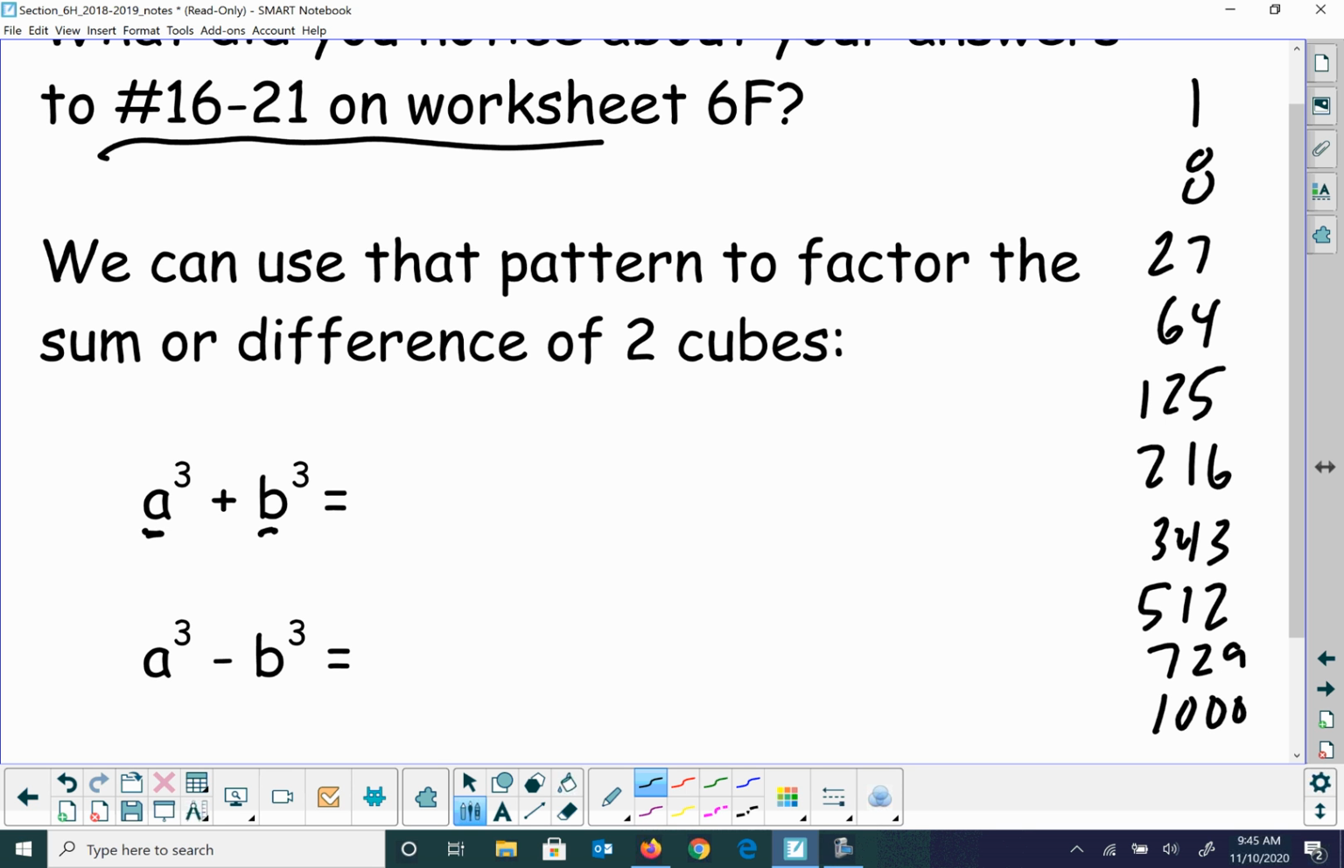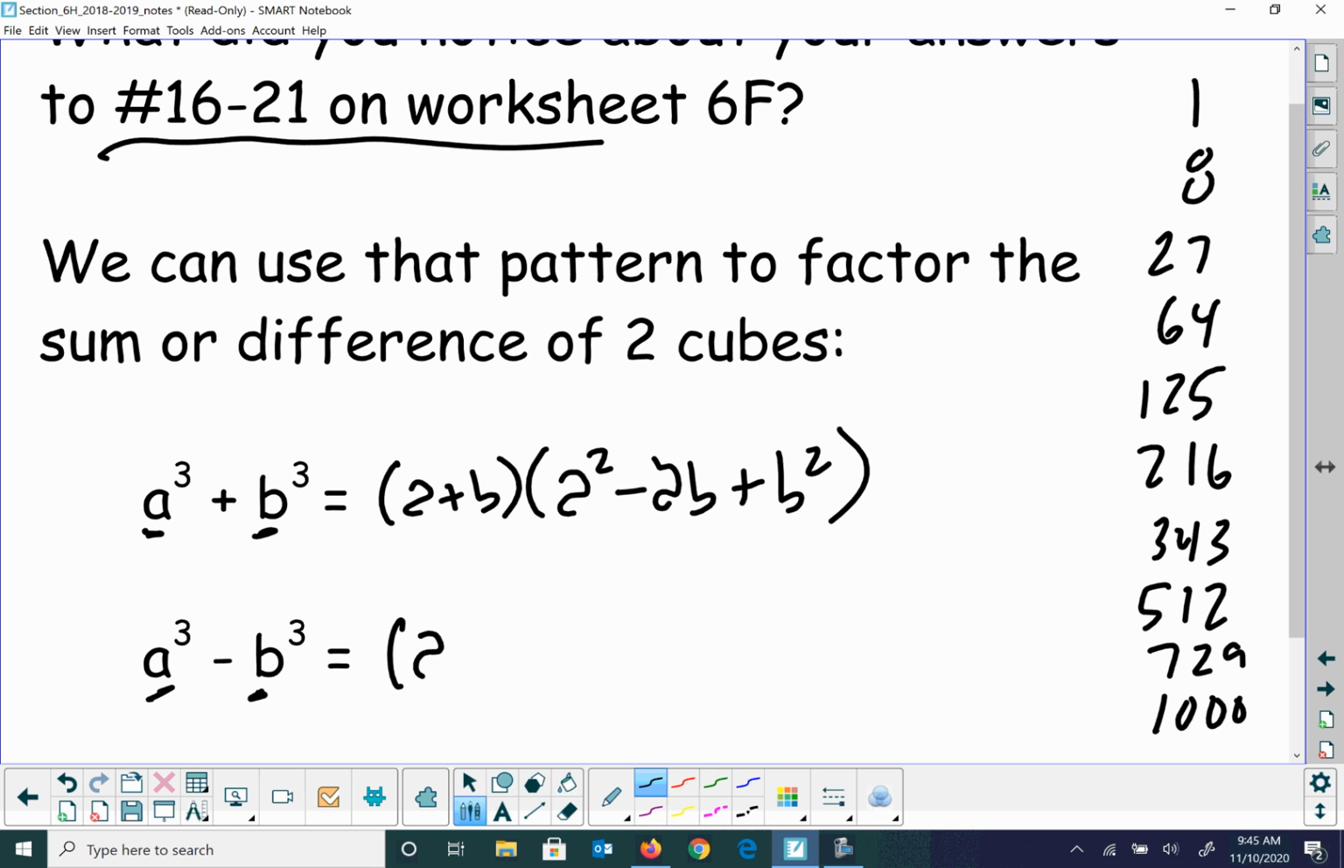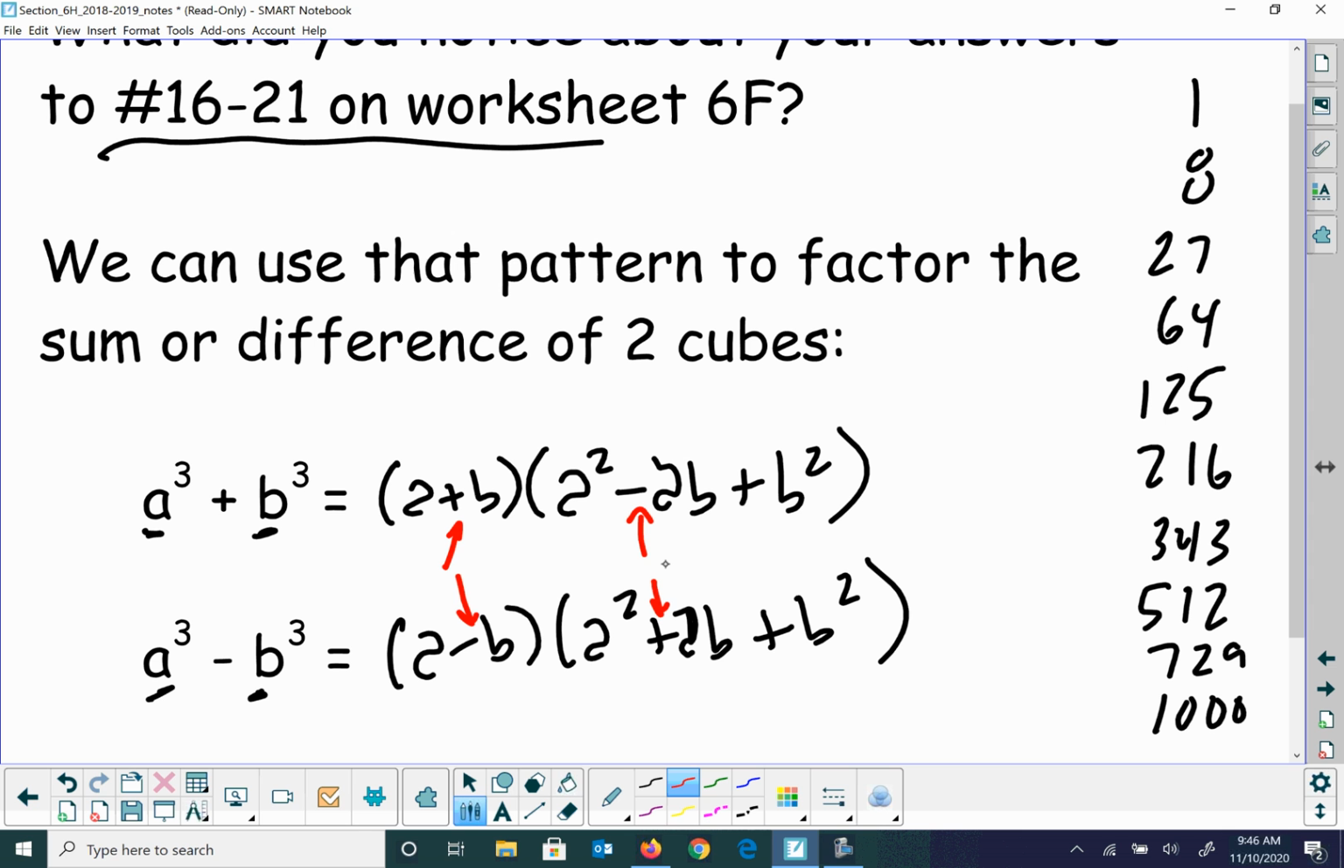So if A is a perfect cube and B is a perfect cube, this is going to be the general form. So that's how it factors. If these are both perfect cubes, and it's the difference, just two signs are changed. Everything else is the same in the equation. Notice that this sign and this sign are flip-flopped. That's the main thing.